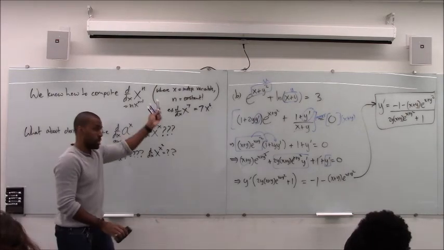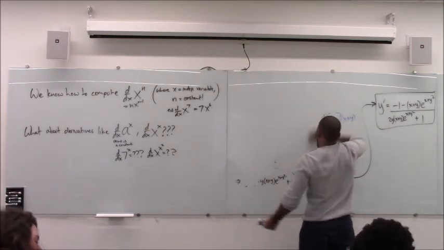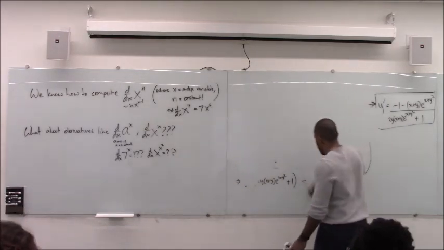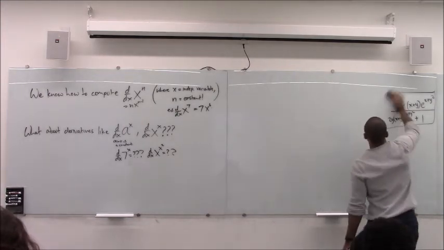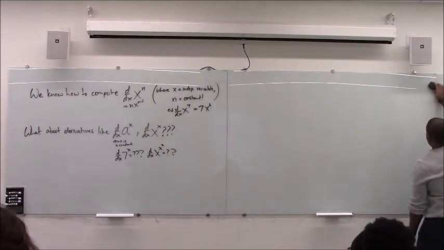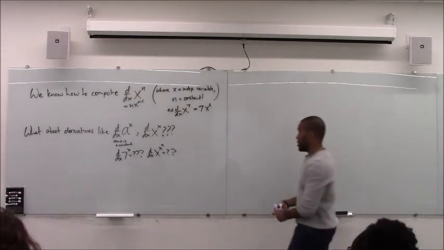The power rule does not apply. Just because you have something to a power doesn't mean the power rule applies. The power rule applies when the base is a variable and the power is a constant. If you do not have that situation, you cannot use the power rule. So how do you deal with these situations?